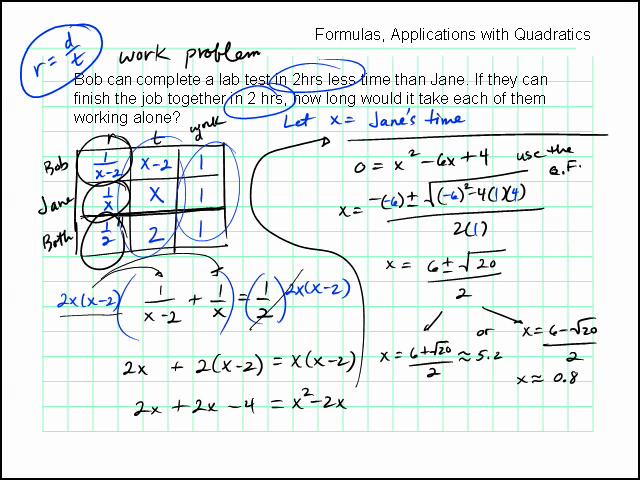So which one is the right answer, or are they both correct? Well, the problem with 0.8 is that if I go to the chart up here, if Jane's time is 0.8, then Bob's time is 0.8 minus 2, and that would be negative, and we can't have that. We can't have a negative time, and so 0.8 is no good.